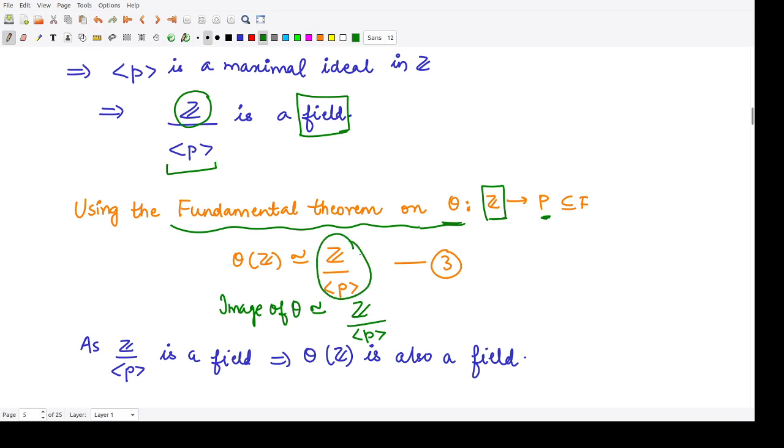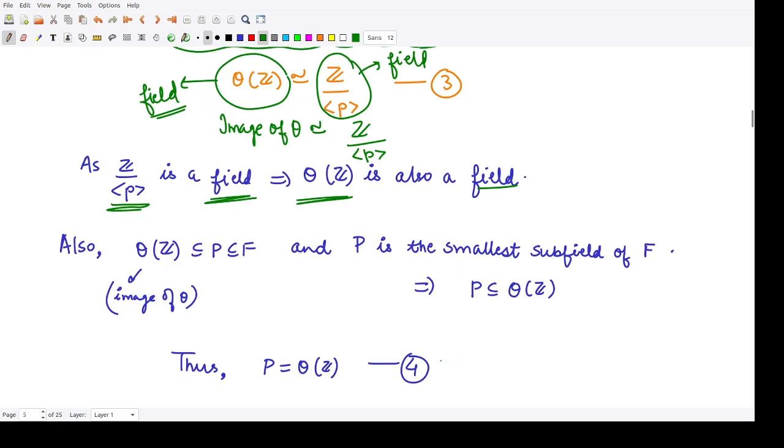And what is this? This is a field. That means theta of Z is also a field. If theta of Z is a field, that means Z divided by this maximal ideal generated by P is also a field. Because theta was defined from Z to P, being an image of theta, theta of Z would be contained in P. So we have said theta of Z is contained in P, and because P was a prime subfield of F, this would be a subfield of F.